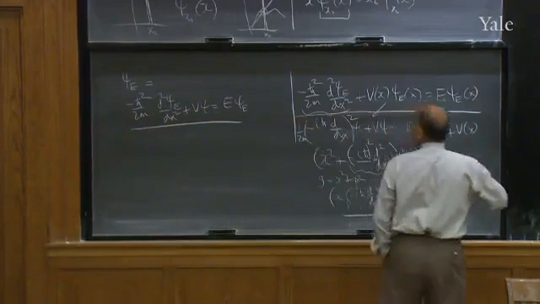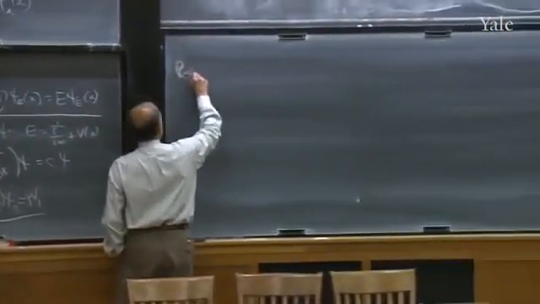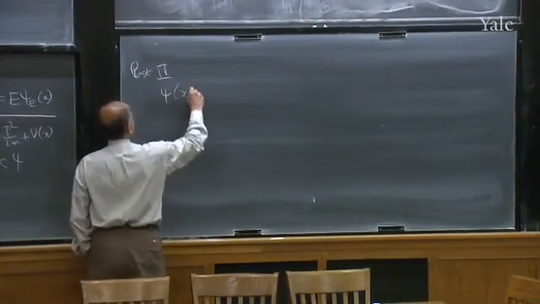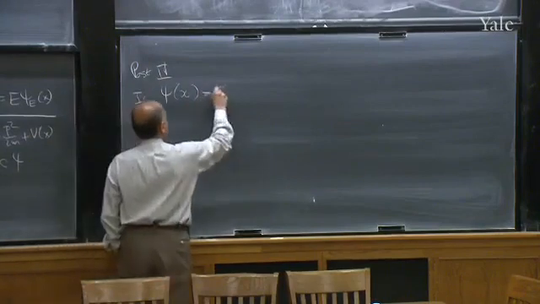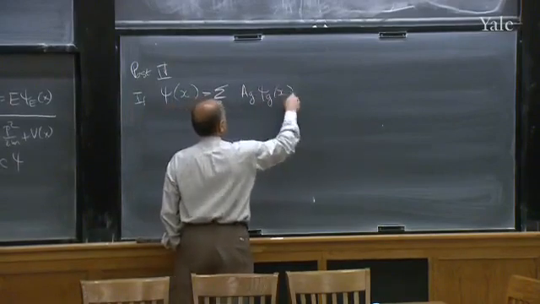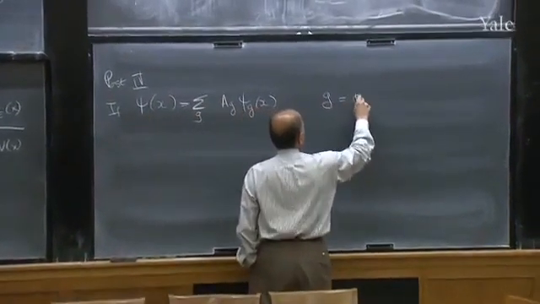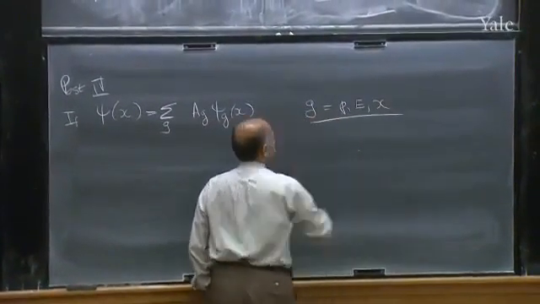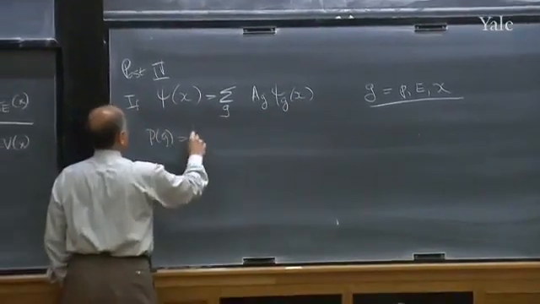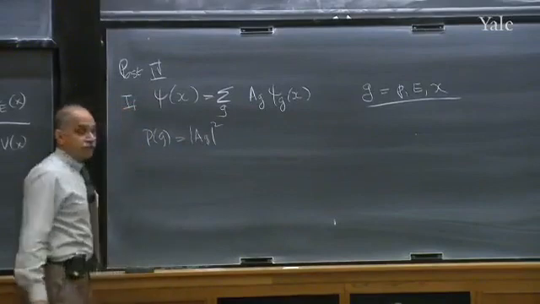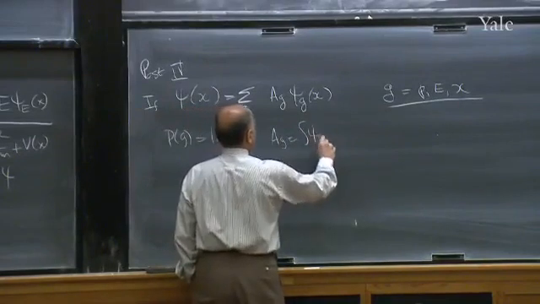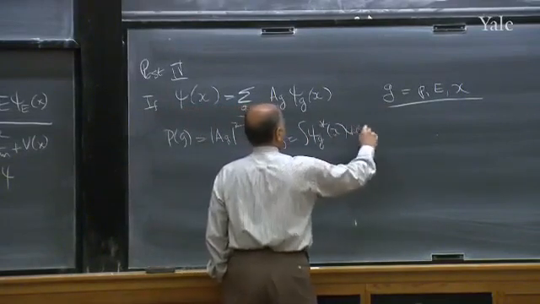Okay, now we come to another postulate, postulate 4. Is that right? Postulate 4. If psi of x is written as a sum over some g of a sub g psi sub g of x, where g could be p, g could be e, g could be position, whatever you like, then the probability that you will get a value g is simply a sub g squared. And a sub g is given by the integral of psi sub g star x psi x dx.